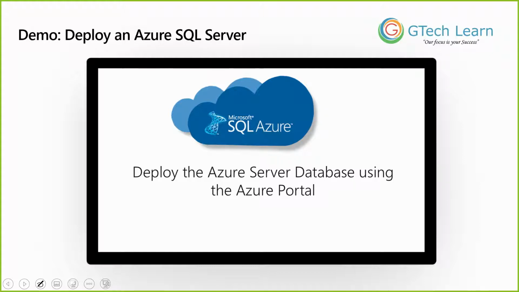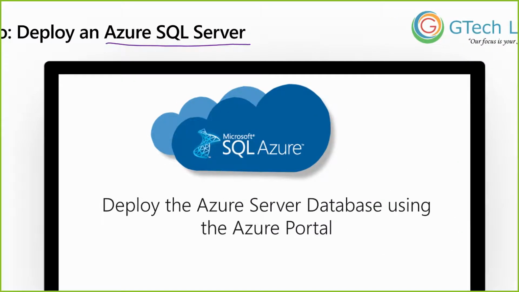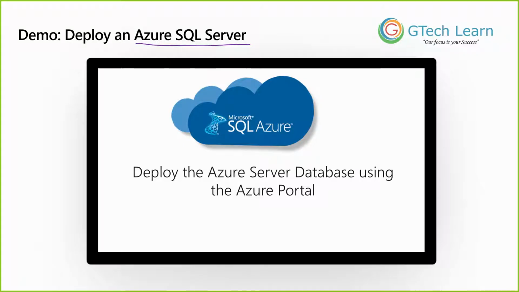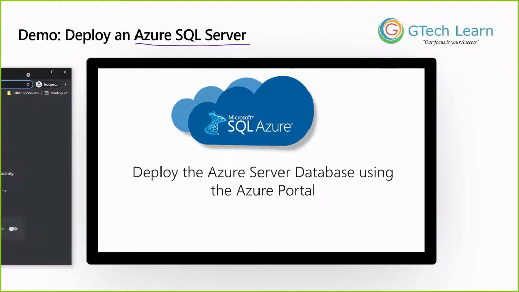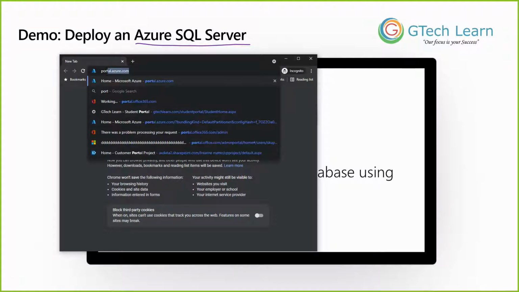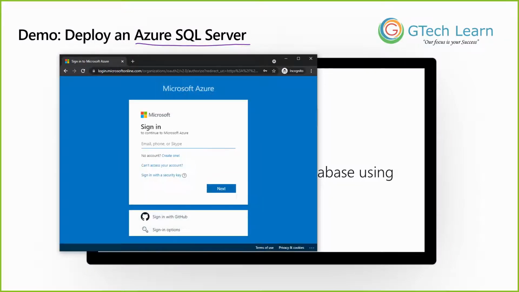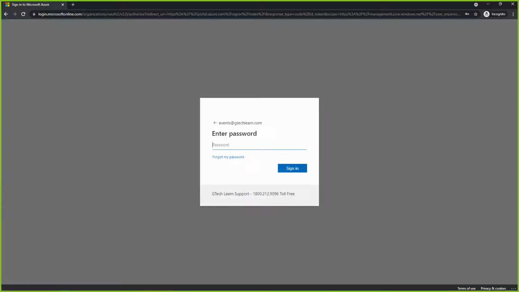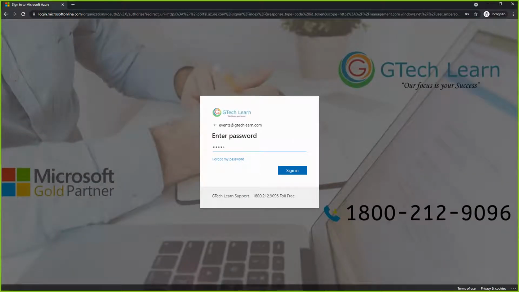We are talking about deploying an Azure SQL Server using the Azure portal. How do we do that? Let's take an example here. In order to do that, I'm going to deploy it. So let me quickly open my browser and bring it here. That's my incognito window. Let me go to portal.azure.com. I'm logging into my Azure portal with the credentials we are using today.